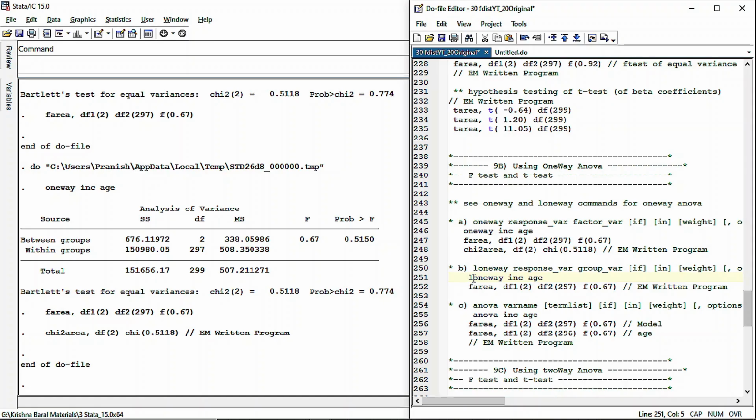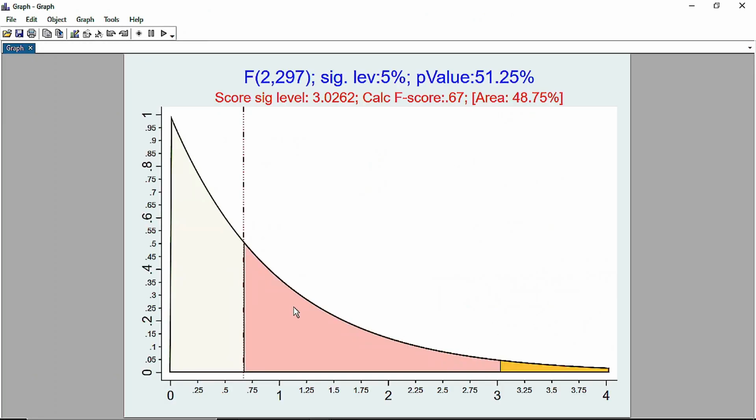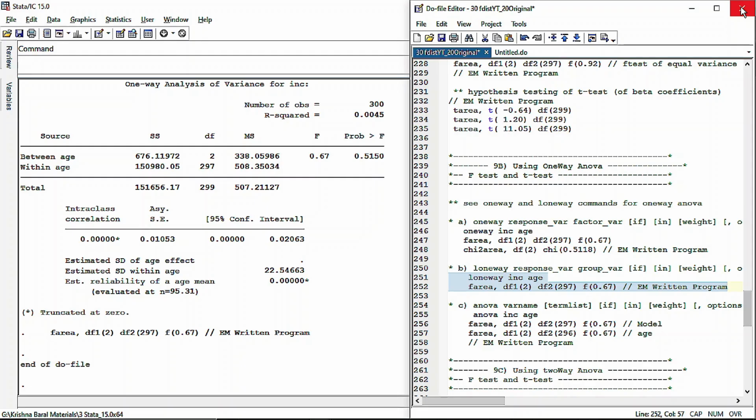In this case as well. This is also one-way ANOVA, and we should get the same result as the previous one. So the degrees of freedom 1 is 2, and degrees of freedom 2 is 297, and the value of F score is 0.67, which is same as the previous one, and we should get the same inferences in this case as well, and we fail to reject the null, and we conclude that the variances between the groups are equal.